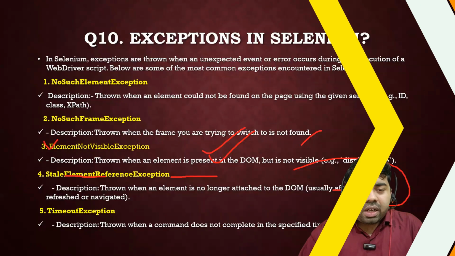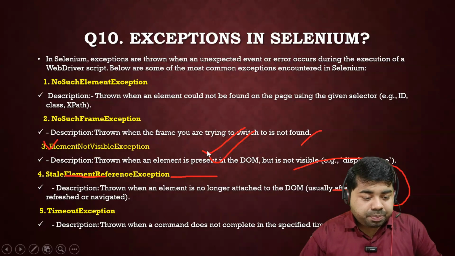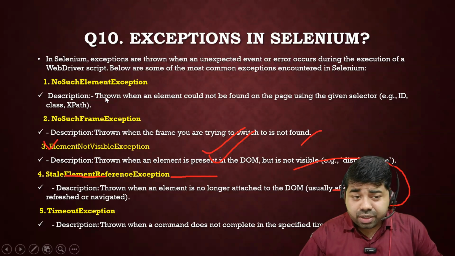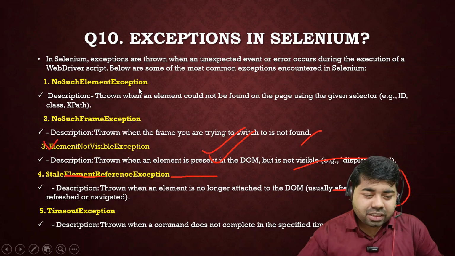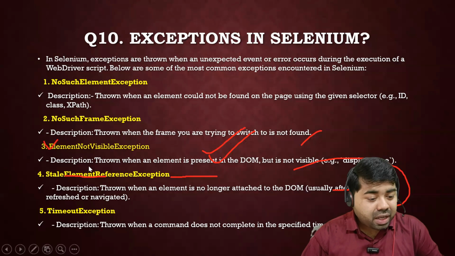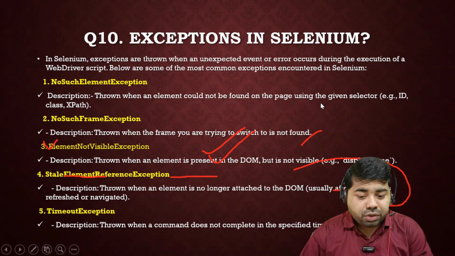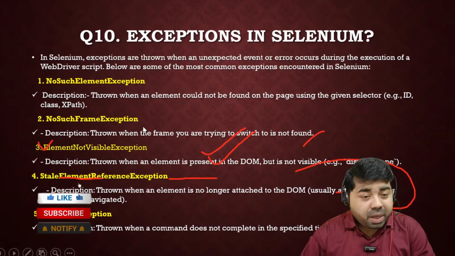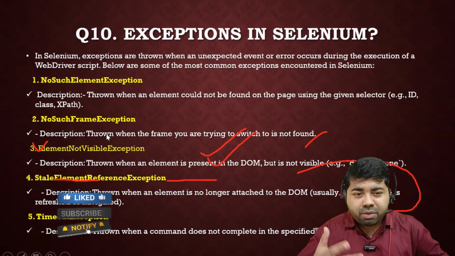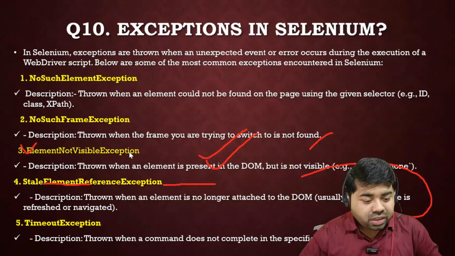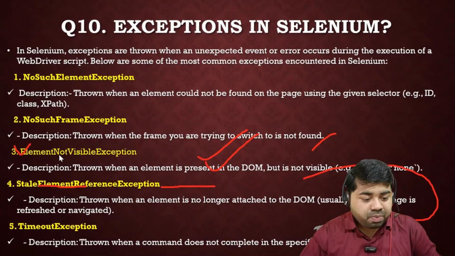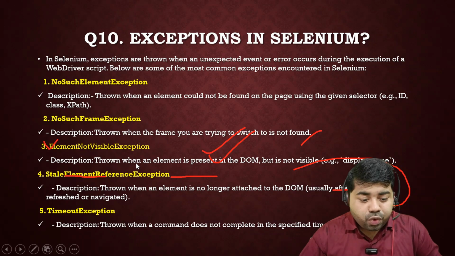Okay, tell me some exceptions in Selenium. The most frequent exception we get is NoSuchElementException. So guys, also prepare how to handle this. I have just given some overview of why we are getting that. It is thrown when an element could not be found on the page using the given selectors. NoSuchFrameException: suppose you are writing the script and you do not know whether the frames are available or not, in this case you will get NoSuchFrameException. ElementNotVisibleException: thrown when an element is present in the DOM but is not visible.